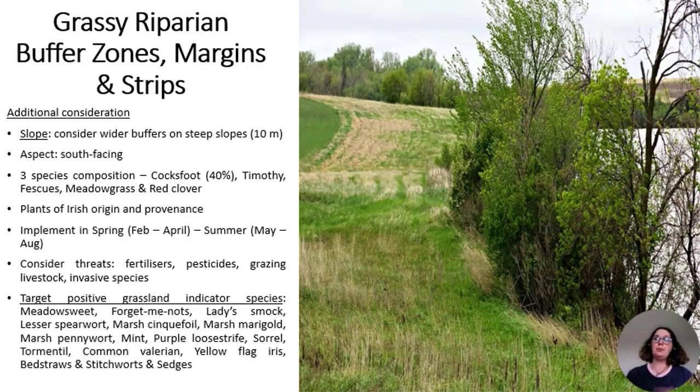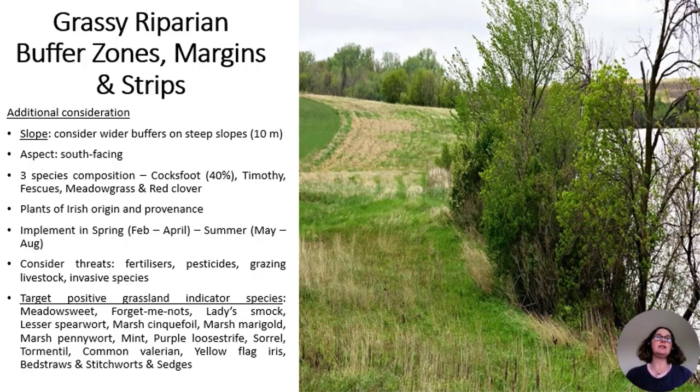And when you're preparing the area, ultimately on the other side, you want this to increase your score so that you get a higher payment. So targeting positive grassland indicator species would be very useful. And I've gone through the grassland indicator species and specifically picked out ones that are marshy or of wet grassland origin, because this is really what you're going to be getting in your buffer zone. If you create a grassy strip, buffer or margin, it's going to be of wet grassland variety.